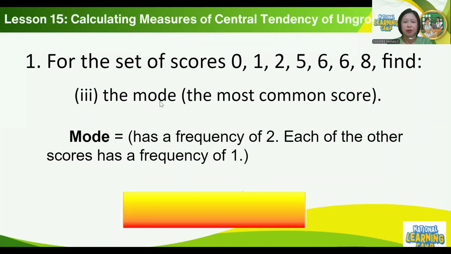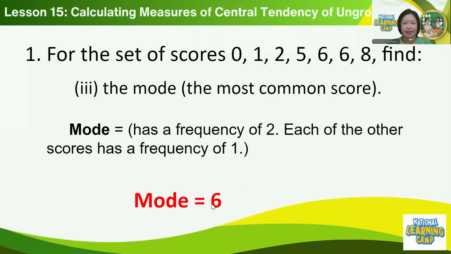Next is the mode. It is the most common score. For these given scores, look for the highest frequency. The score 6 has a frequency of 2. Each of the other scores has a frequency of 1. Therefore, the mode is 6.